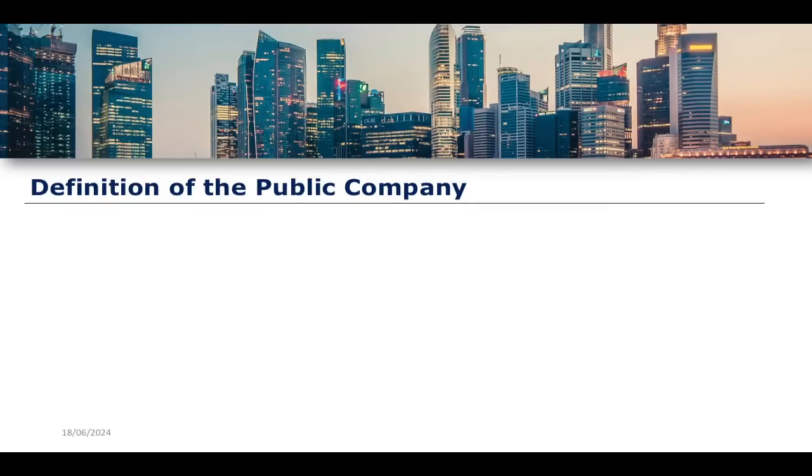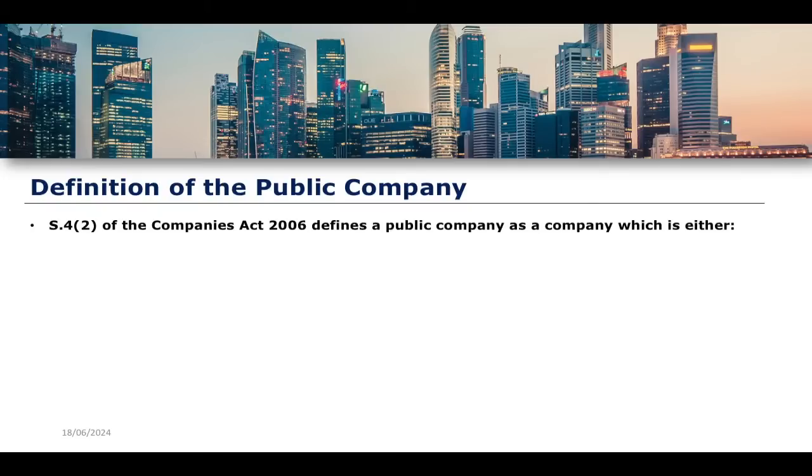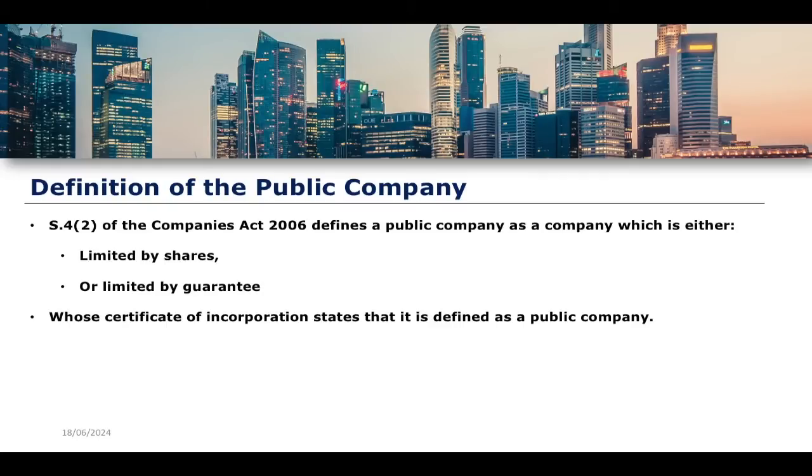So forget about the definition of a private company, because Section 4.1 of the Companies Act isn't particularly helpful in defining what a private company is, because it just says a private company is not a public company. Instead, let's look at the definition of a public company, which is found in Section 4, subsection 2 of the Companies Act. It defines a public company as a company which is either limited by shares or limited by guarantee, whose certificate of incorporation states that it is a public company.